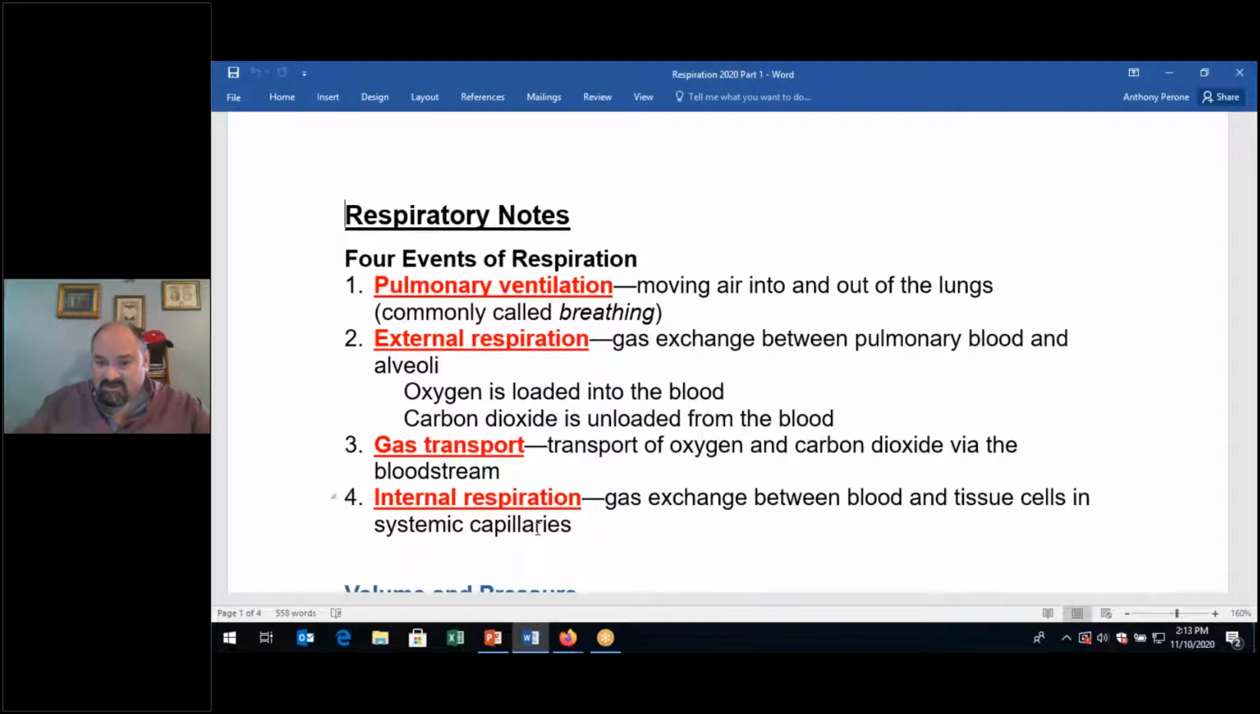We'll be talking about the digestive system very soon, following this chapter. I want you to know those terms, because when you just think respiration, you have to realize there's external and internal respiration and an exchange of these gases. And then there's ventilation, which represents breathing.